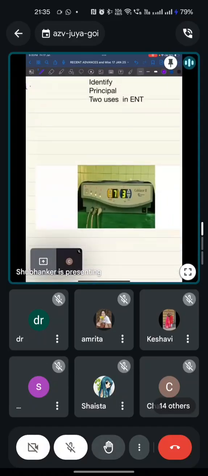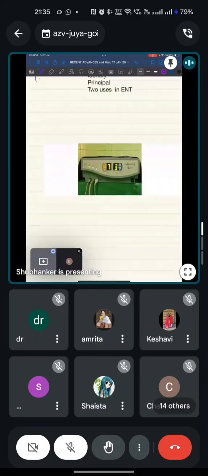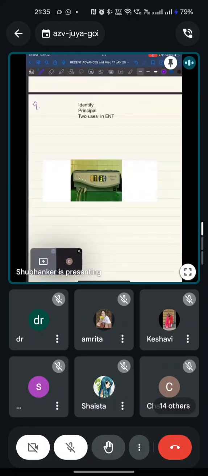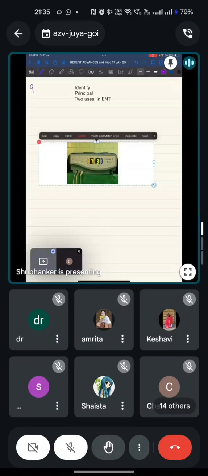Now coming to this: identify what is the principle and what are the uses in ENT. Can somebody take a try? This is coblator, okay? Principle in ENT and uses in ENT. I'll say coagulation is again one of the very important topics for your exams. Please go through it. You still have lots and lots of time. I've shared a PDF on your group for coagulation. It contains about 40 to 45 pages. Don't get scared by the first page thinking who will read 70 pages. It contains hardly 40 pages.